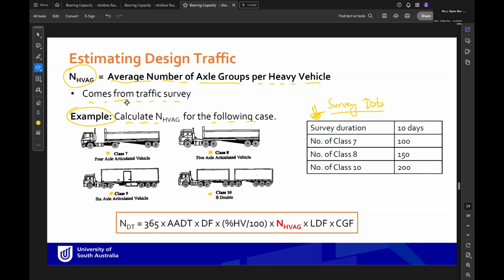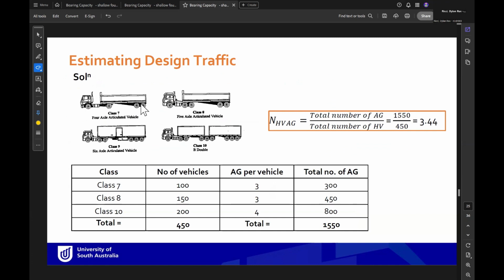So the survey data gives us the number of class 7 vehicles is 100, number of class 8 is 150, number of class 10 is 200, and the duration of the survey is 10 days. So if we look at how we get this one, the average heavy vehicle axle group is equal to the total number of axle groups divided by the total number of heavy vehicles.